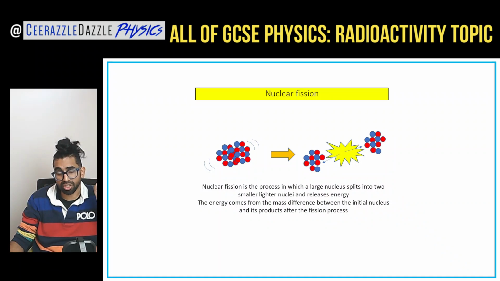Right, now, nuclear fission. Nuclear fission is the process in which a large unstable nucleus splits into smaller, lighter nuclei, releasing energy. The energy comes from the mass difference between the initial nucleus and the products afterwards. So the mass of this nucleus is not equal to the mass of this one plus this one. Why? Some of the mass has been converted into energy.